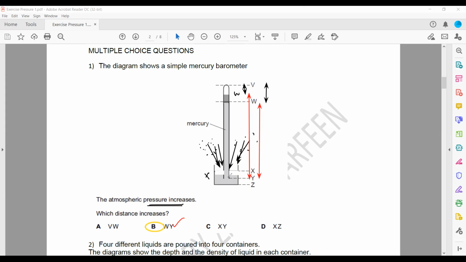So the level of the mercury in a tray, in a container, will decrease, and the level of the mercury, look, these are the original levels as you can see on your screen. They are saying the atmospheric pressure increases. So if the atmospheric pressure increases, as there is more pressure, this level X will go down. So this will be the new position of X. So level X will go down.